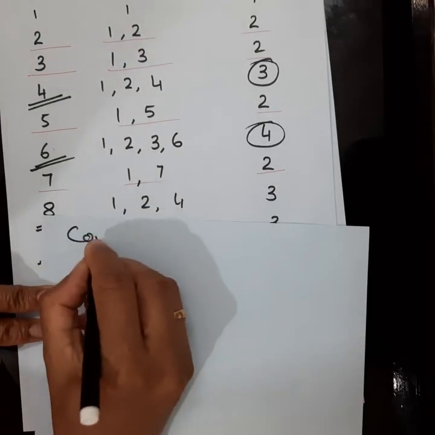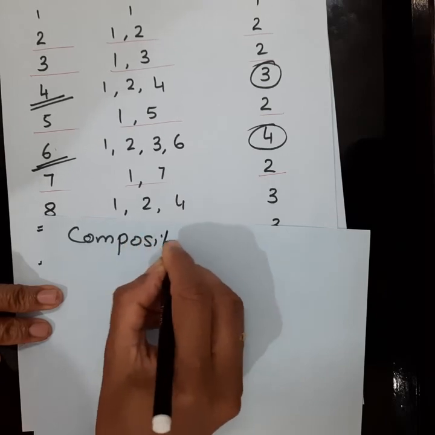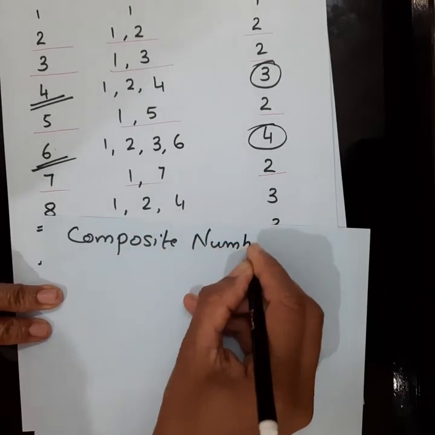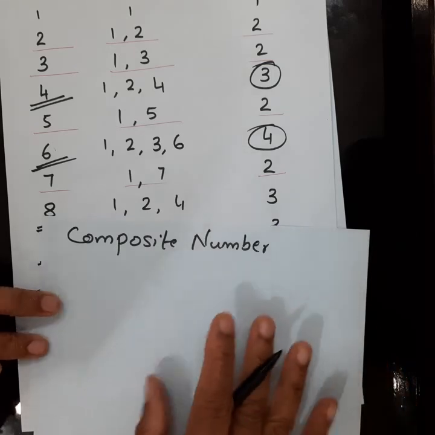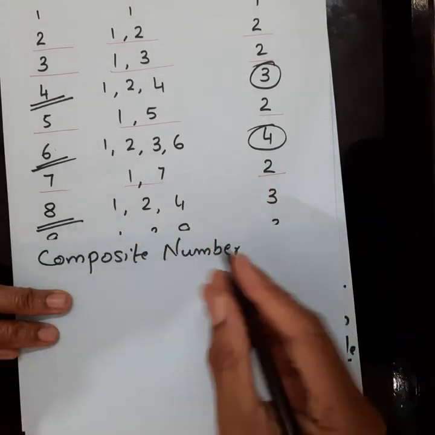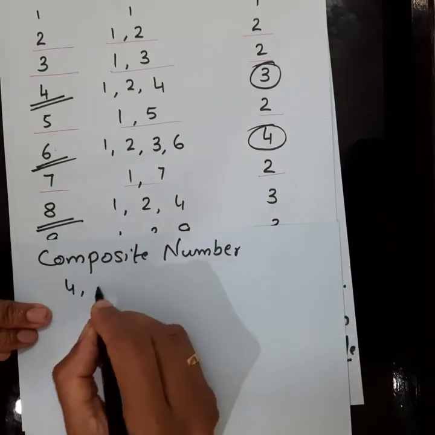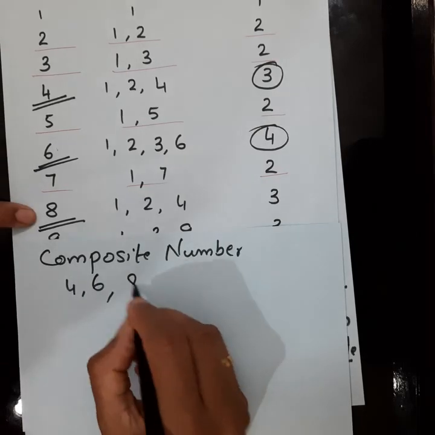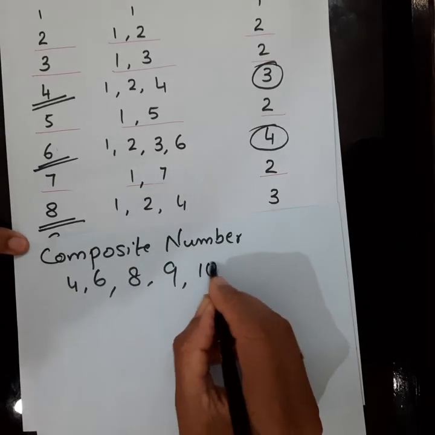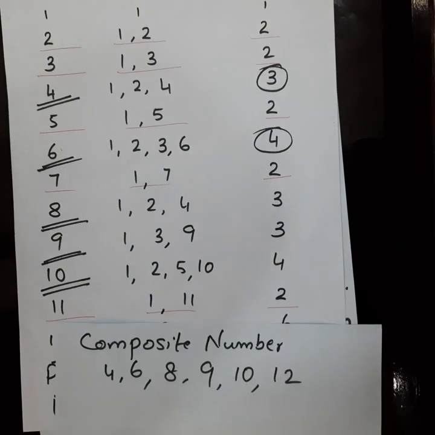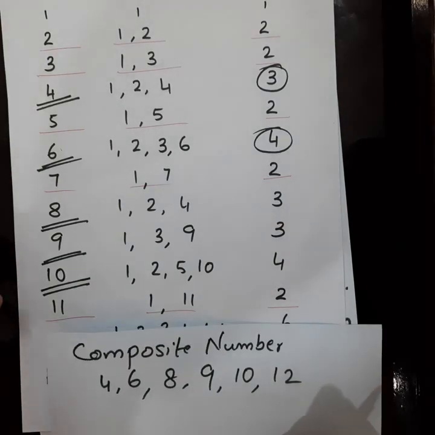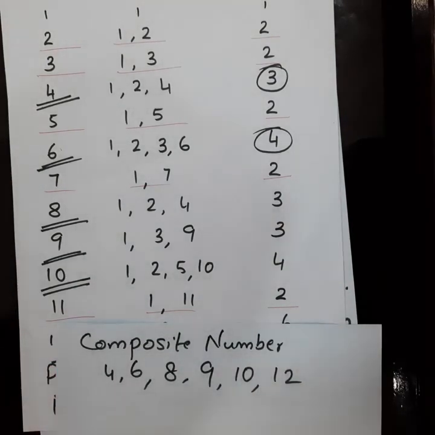So the numbers which are having more than 2 factors are composite numbers. Examples are 4, 6, 8, 9, 10, 12. All these numbers are having more than 2 factors. Such numbers are called composite numbers.